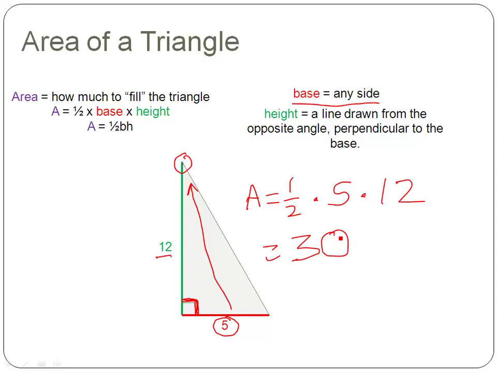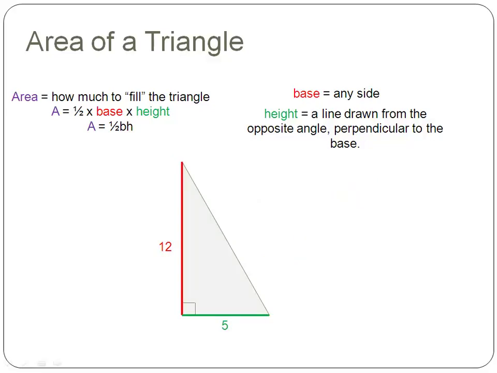So the area of my triangle is 30 square units. And I want to point out, it doesn't matter which side you pick as your base. For example, if I choose this side as my base instead, this is the same triangle, and I'm going to choose the side with length of 12 as my base. Then I go to my opposite angle, which is this one here.